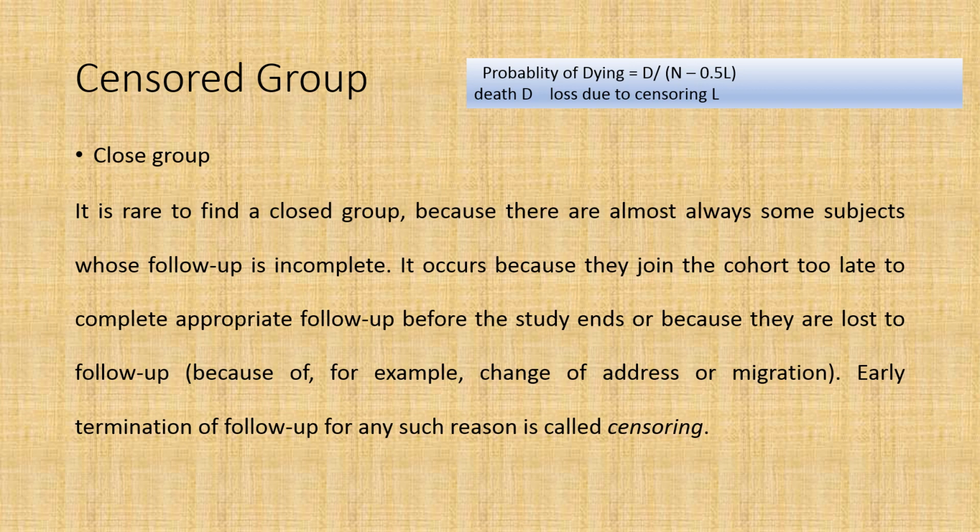There will always be a certain group of individuals who are lost during the follow-up. They may have changed addresses, migrated to different places, or you lost contact with them for any reason. That data is called the censored group, because you are not sure about their status, whether they are alive or dead. So how are you going to calculate or interpret your results? These categories are called the censored group, and this phenomenon is called censoring.